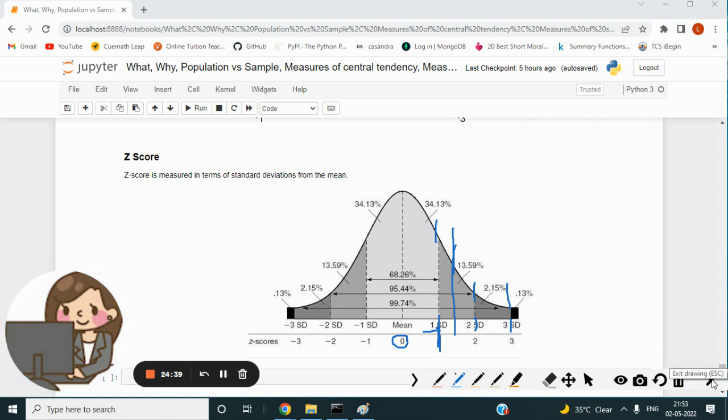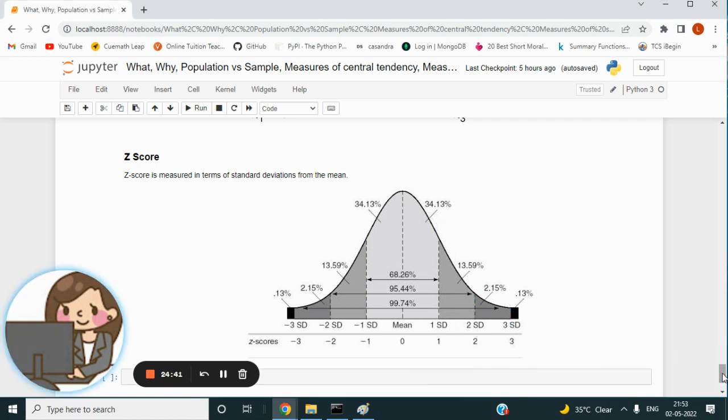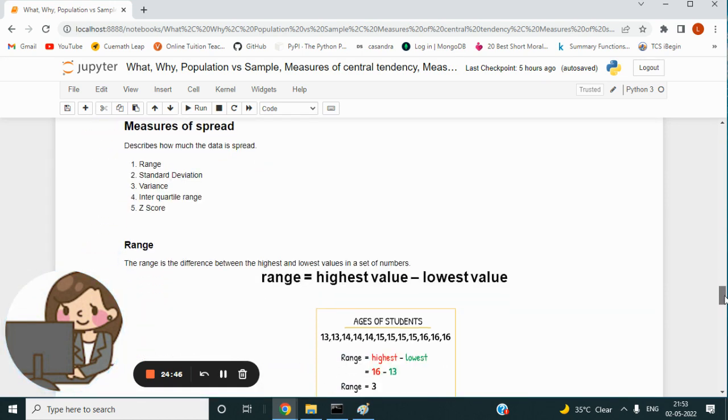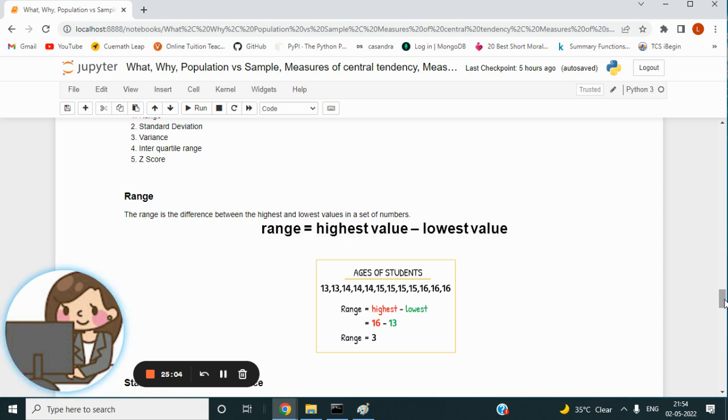So in case of measures of spread, we have range, which is the highest value minus the lowest value. Then we have standard deviation and variance, with which we find the spread with respect to the mean. Then we have interquartile range, with which we find the spread with respect to the median. Then we have z-score, which is again based on standard deviation, but a z-score gives us how many standard deviations a value is from the mean.